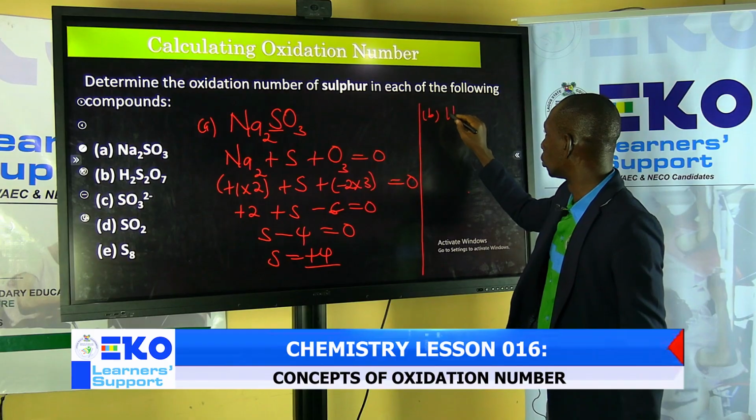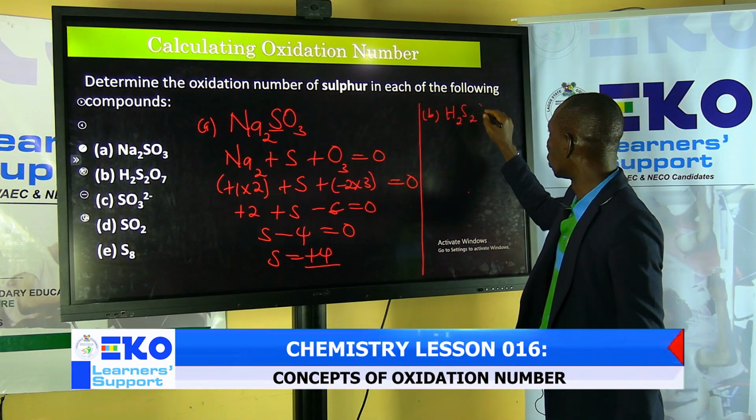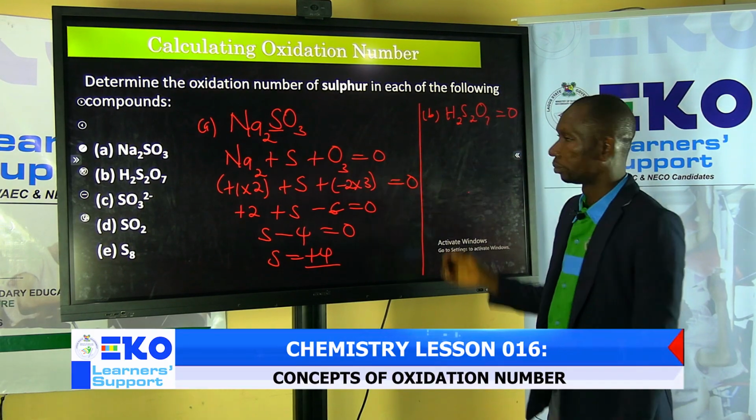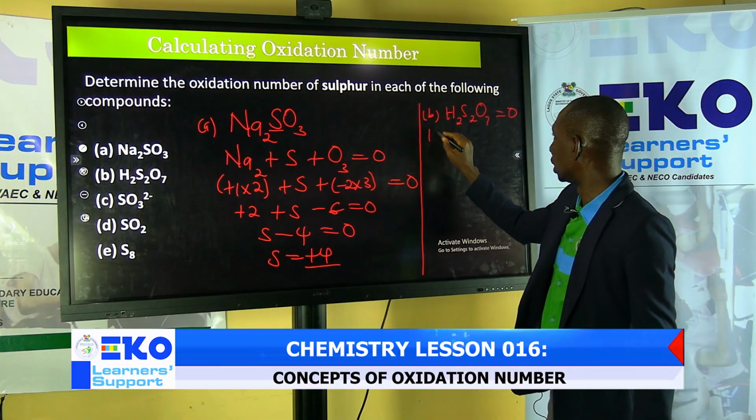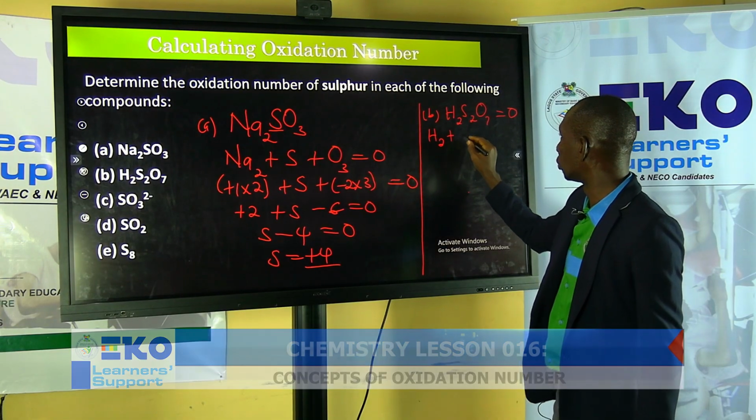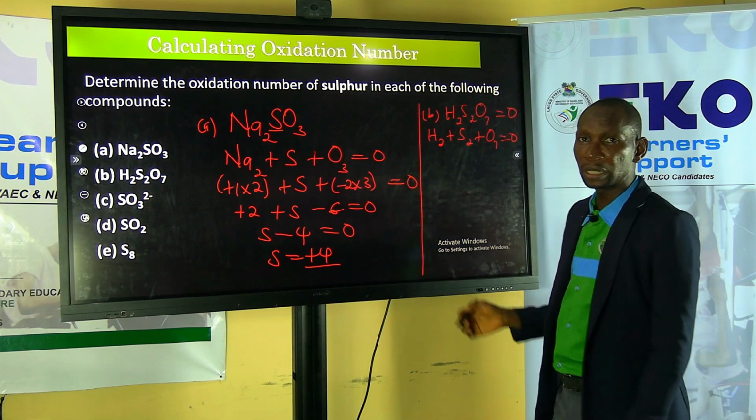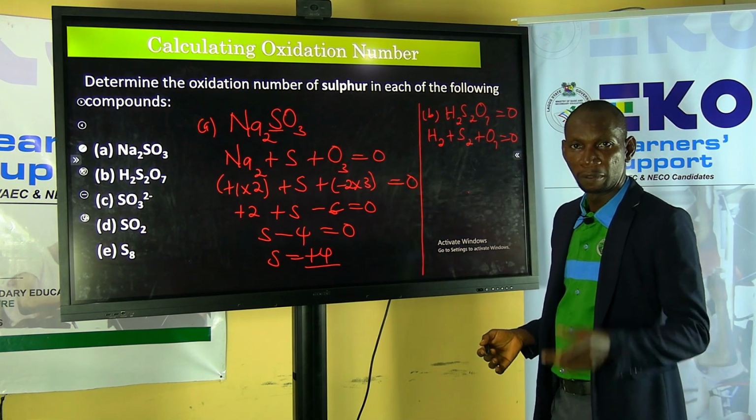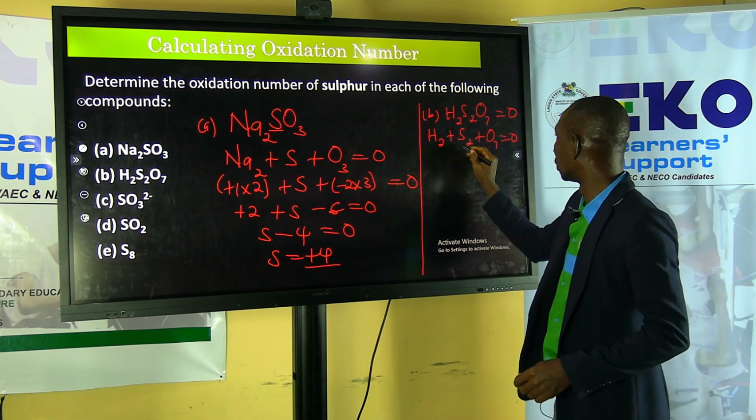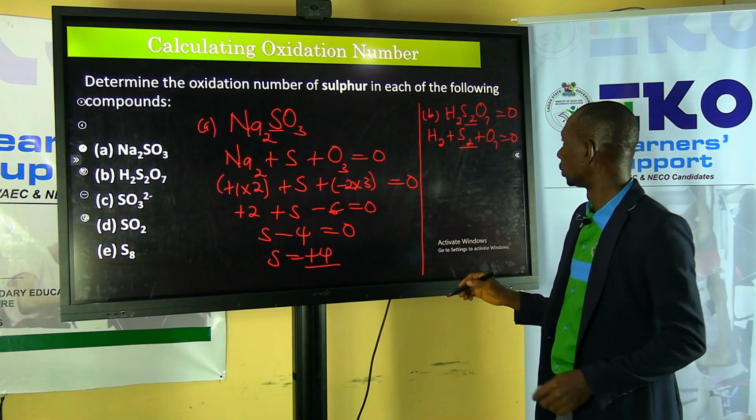So we have H2S2O7 equals 0. Okay, so we do the same by splitting. H2 plus S2 plus O7 equals 0. Which element are we looking for its oxidation number? Fantastic, sulfur. Okay, so we underline the sulfur.